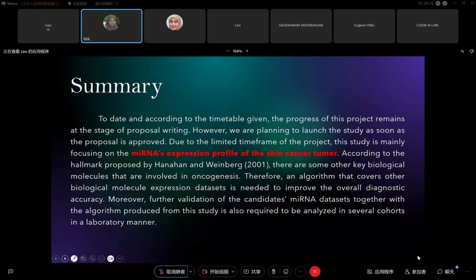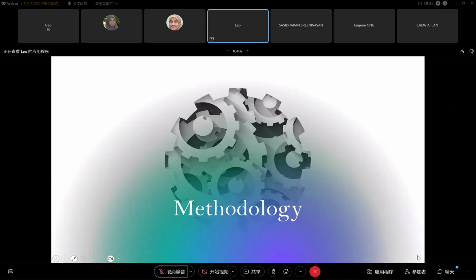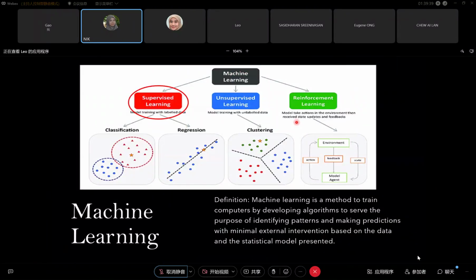Okay, so in machine learning, there are two approaches, right? Supervised and unsupervised. So you choose the supervised machine learning. So what are the differences between supervised and unsupervised, and why do you choose the supervised approach for this study?